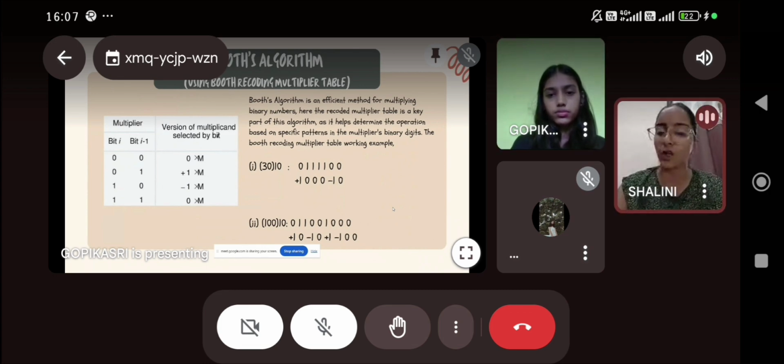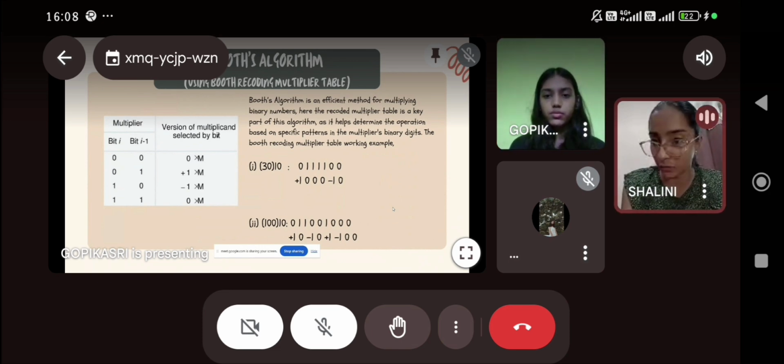As we know, Booth algorithm is an efficient method for multiplying binary numbers. Here, the recoded multiplier table is a key part of this algorithm as it helps in determining the operation based on the specific patterns in the multiplier's binary digits. The Booth recoding multiplier table works like this: for example, we are taking a normal decimal number 30 with base 10. The binary digits for this decimal are 0 1 1 1 1 0 0.